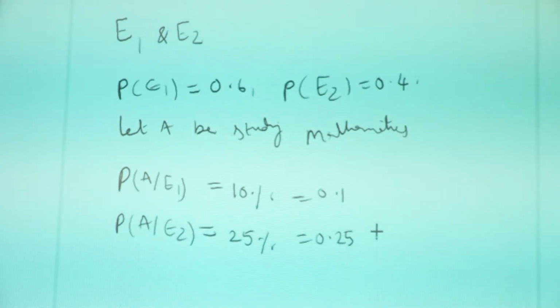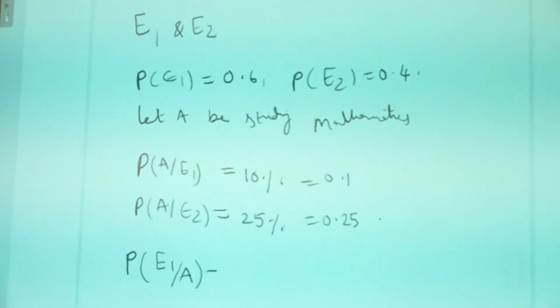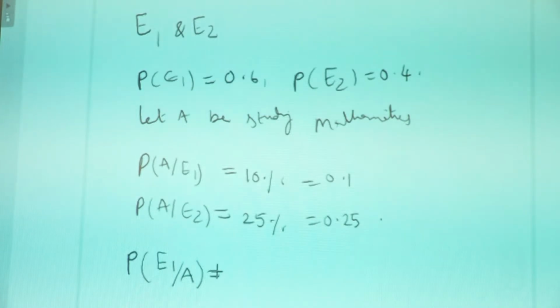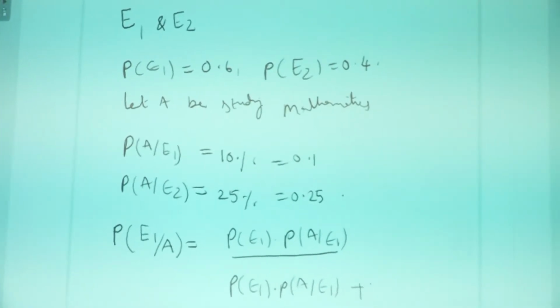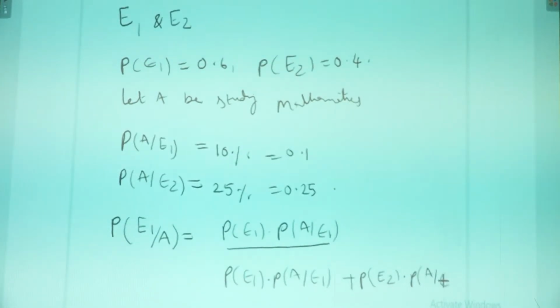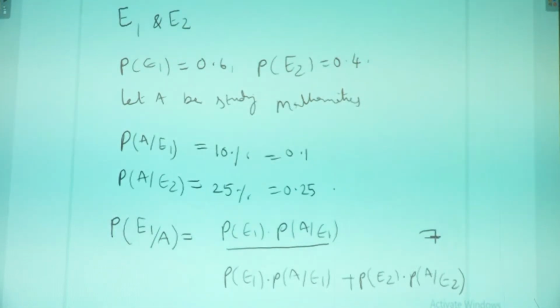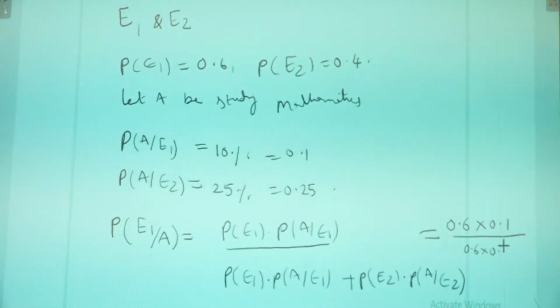Then what is said is, if a student is selected at random and found to be studying mathematics, what is the chance that it is a girl? Then what do I have to find out? P of E1 given A, reverse. Which is equal to P of E1 into P of A given E1, divided by P of E1 into P of A given E1 plus, as a summation I am writing directly here, P of E2 into P of A given E2. Which is equal to 0.6 into 0.1, divided by 0.6 into 0.1 plus 0.4 into 0.25. So we'll do the problems in a similar way.